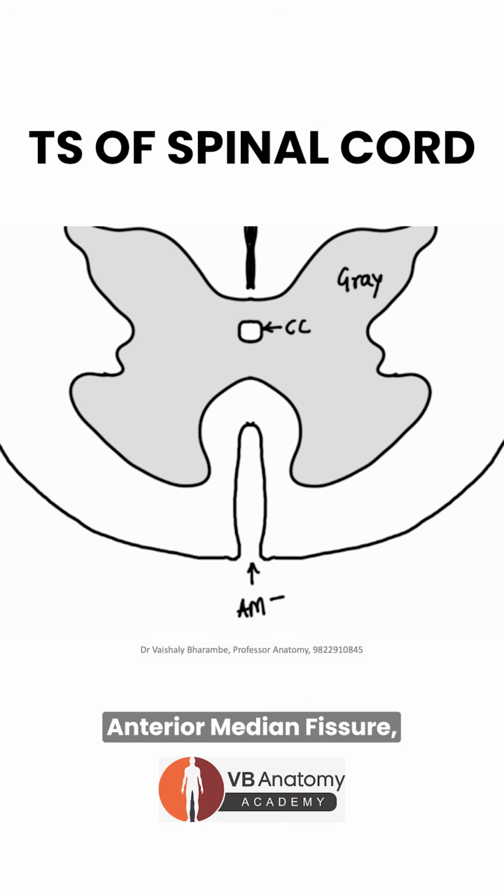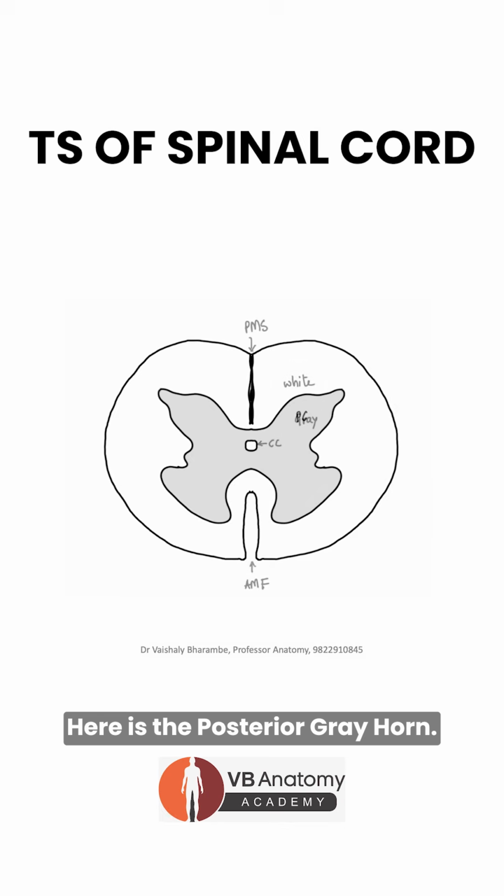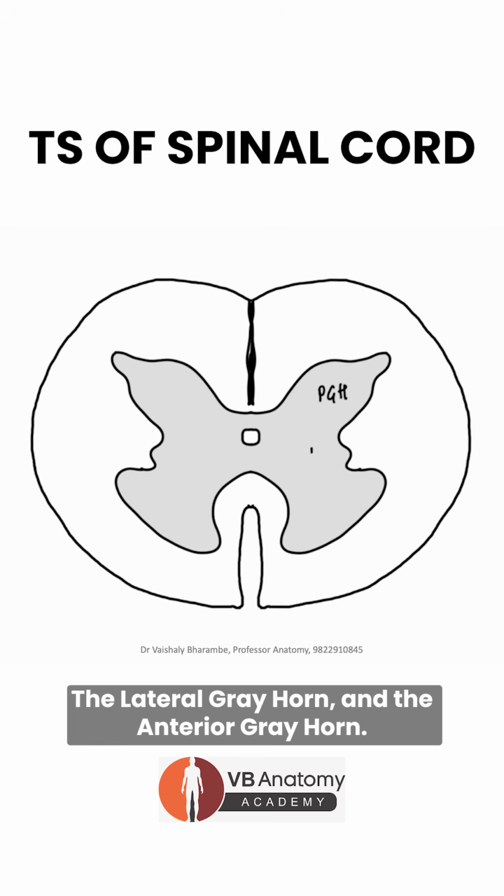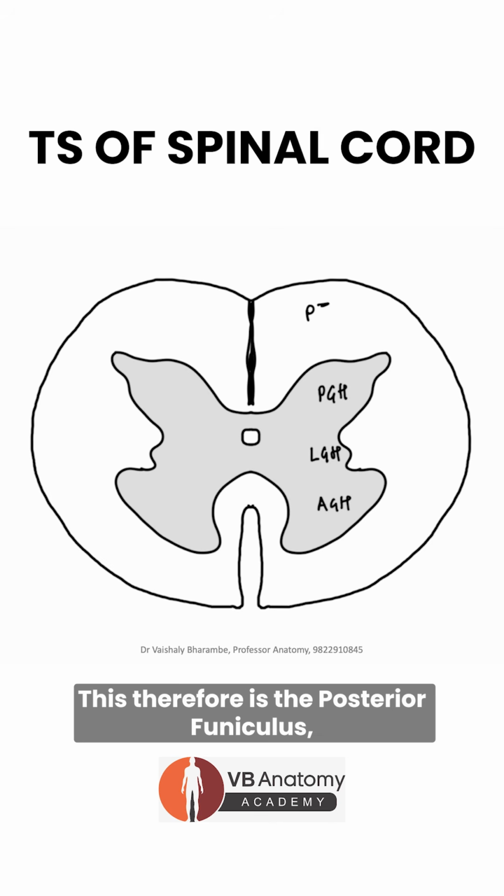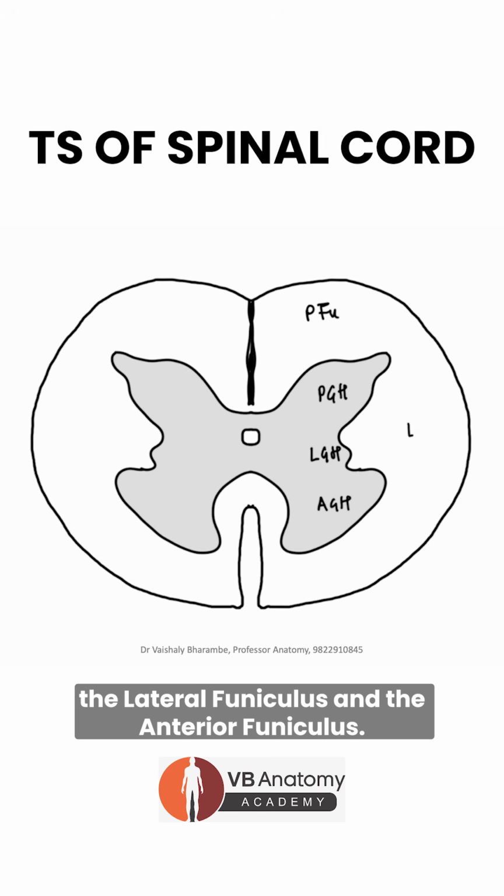Anterior median fissure, posterior median sulcus. Here is the posterior grey horn, the lateral grey horn and the anterior grey horn. This therefore is the posterior funiculus, the lateral funiculus and the anterior funiculus.